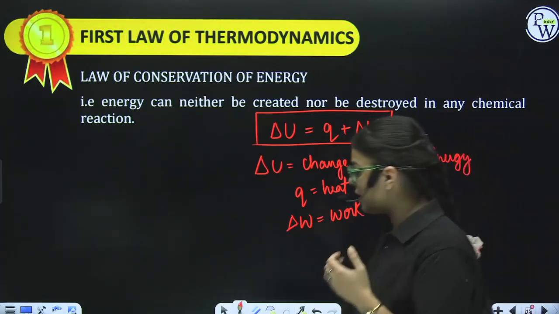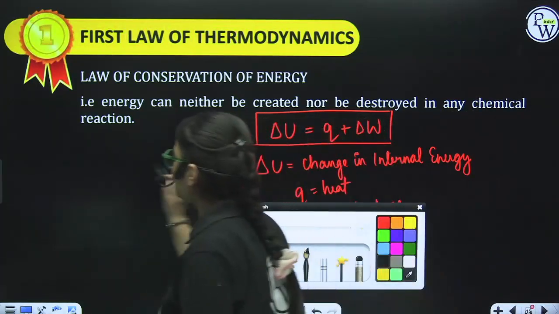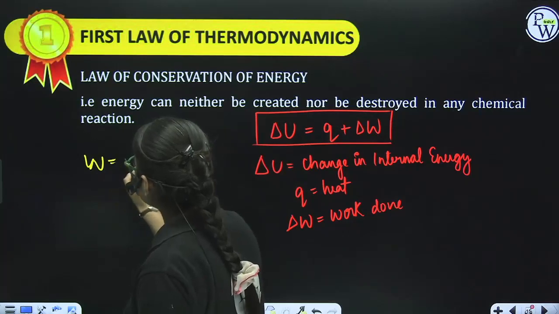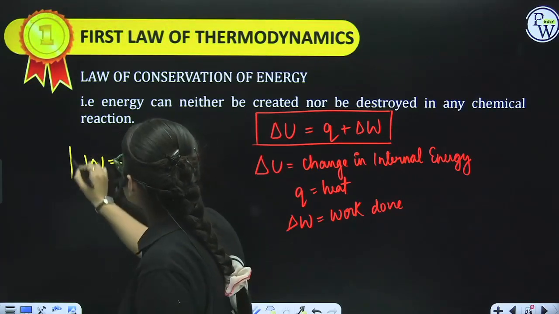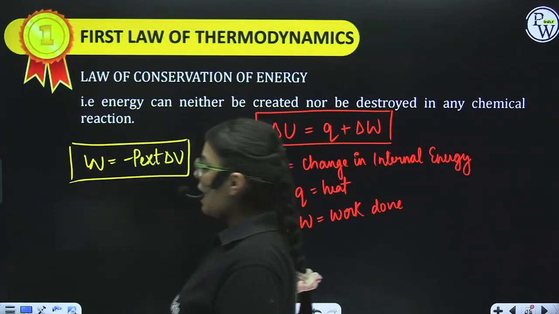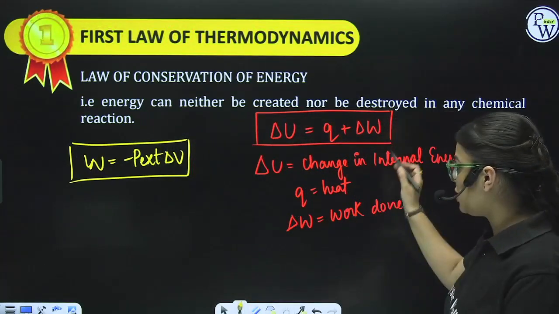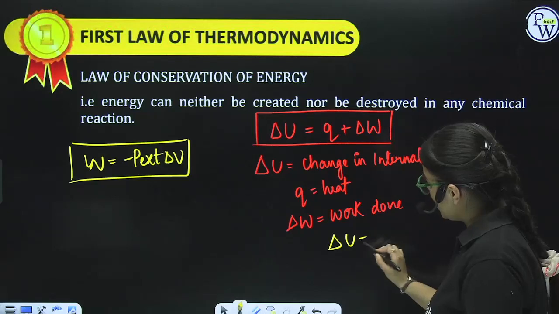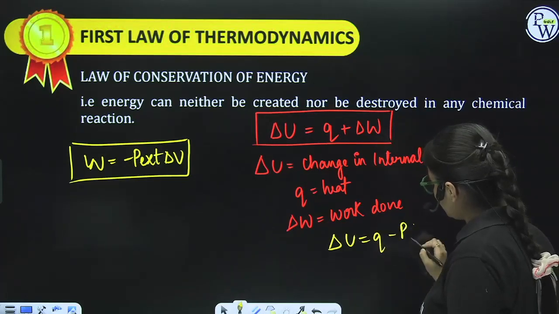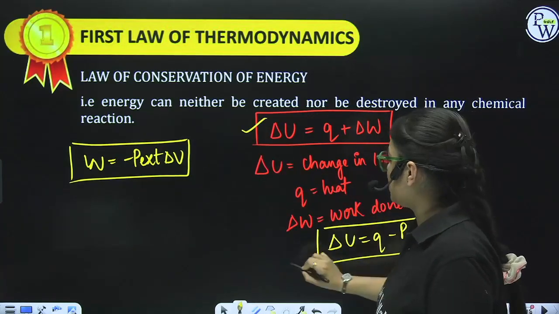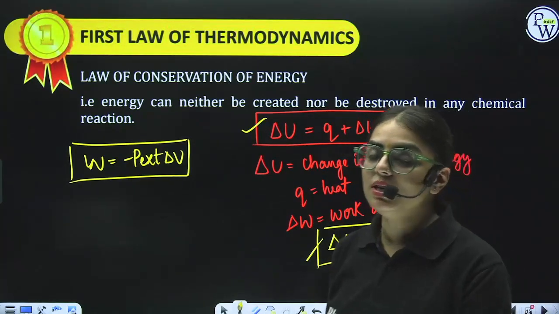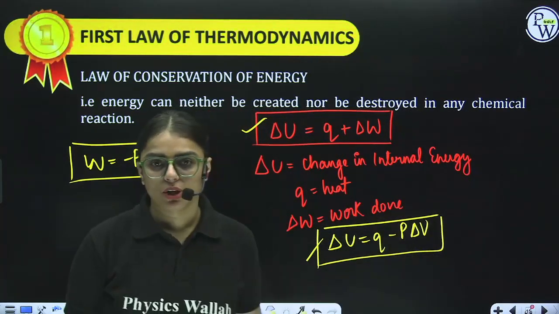Now see students, let me tell you one more thing. There is one more formula that you will be studying for work done, and I am going to explain it now only. Work done is equal to minus P external delta V. What is P external? P external is the pressure and delta V is the change in volume. So if we substitute this over here, you will get delta U equals Q minus P delta V. So this is one more formula based upon the first law of thermodynamics. These two formulas are important with regard to the first law of thermodynamics.